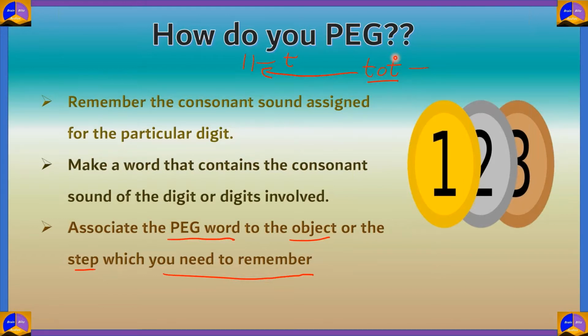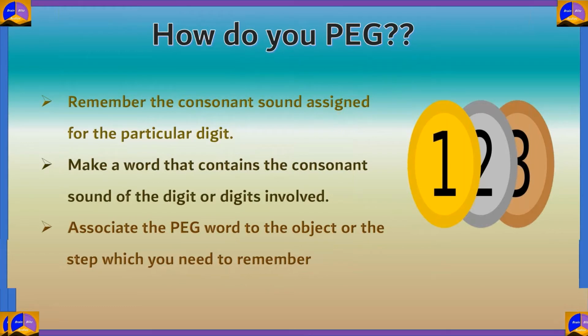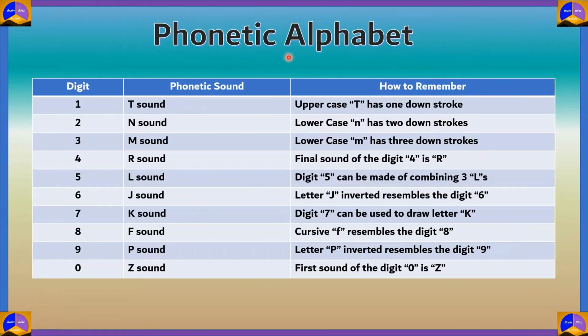Any kind of ordered lists will be easy to remember. Now, you might be curious about the 10 consonant sounds, right? Let's jump right in. This is the phonetic alphabet, which you need to remember for each of the digits.